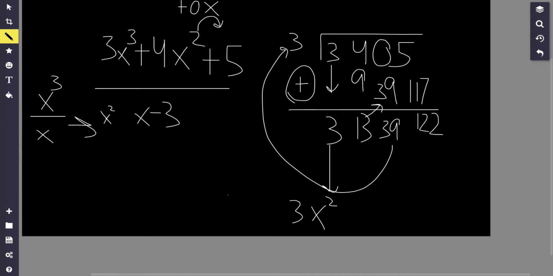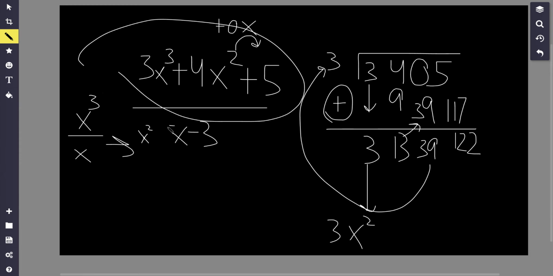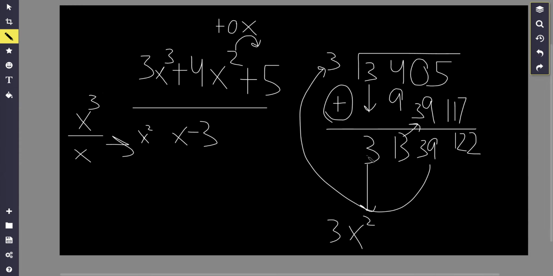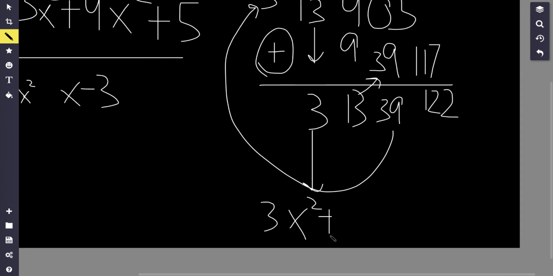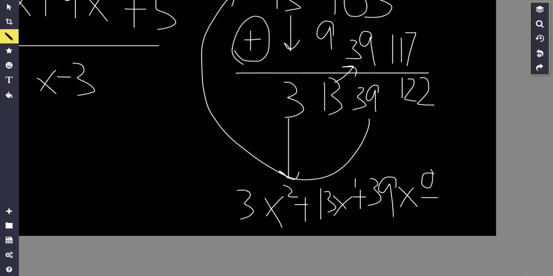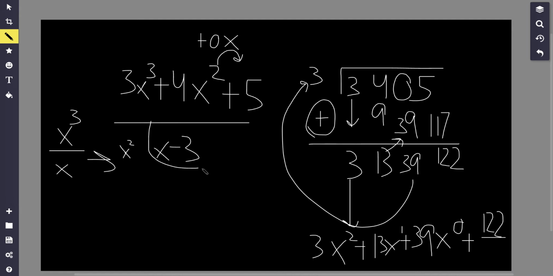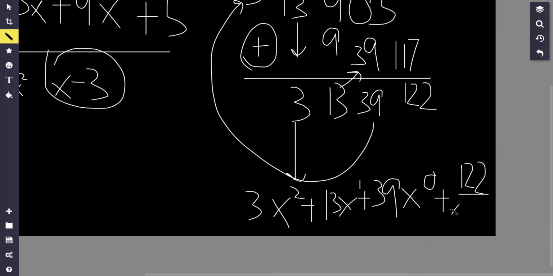And you notice how when I divide my polynomial by this x term, the resulting first term is always going to be 1 power lower than when it started. Plus 13x, plus 39. We always go down by 1 unit. So this is x to the first power, this is x to the 0 power. And finally, because we have a remainder, we create a fraction, where the remainder goes on the top, and after that, whatever you're dividing by goes on the bottom. So this is our final answer.